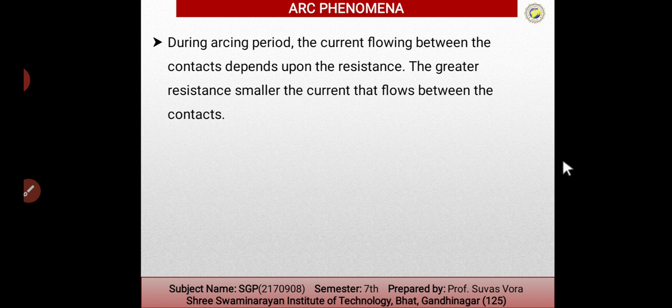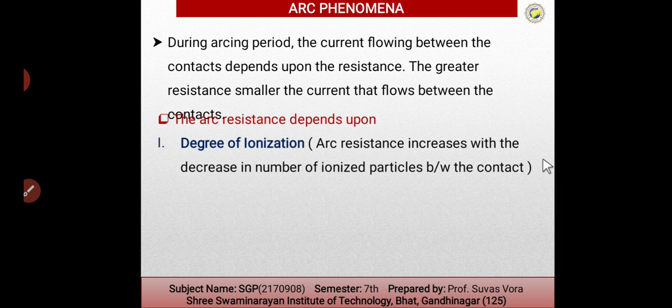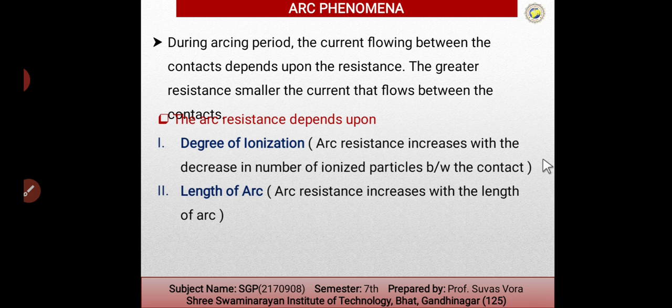Now the arc phenomenon. So during the arcing period, the current flowing between the contacts depends upon the resistance, and the greater the resistance, the smaller the current that flows between the contacts. So the arc resistance depends upon the degree of ionization, then length of the arc. So the degree of ionization: the arc resistance increases with the decrease in the number of ionized particles between the contacts.